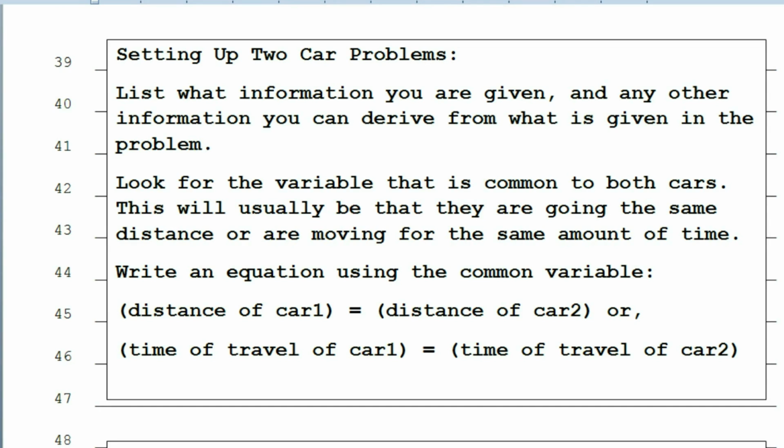And then write an equation using the common variable. Distance of the one equals distance of the other, so that means you can cancel out one of the three variables. And if the time is the same, so the time of the first one equals the time of the second one, you won't have to deal with the time variable. You'll just end up with equations with d and v in it.